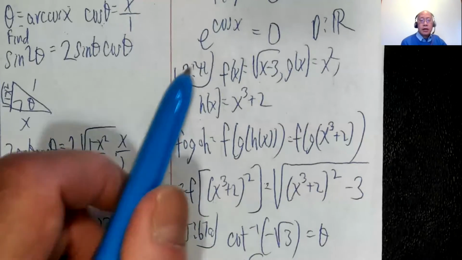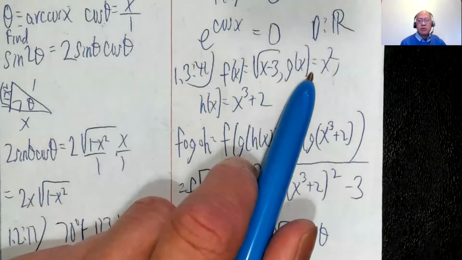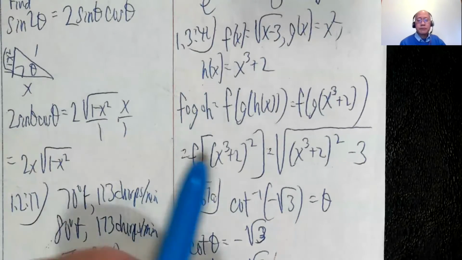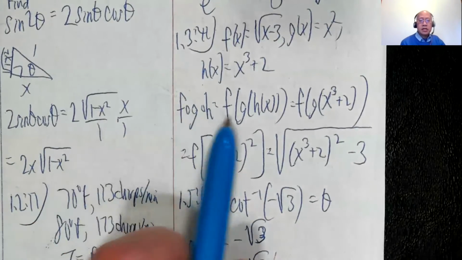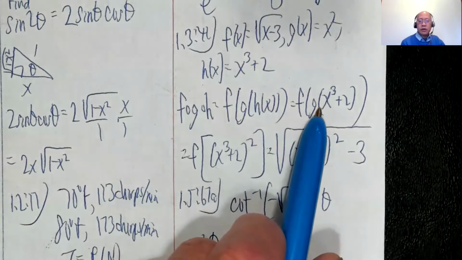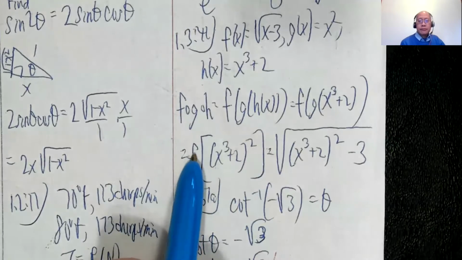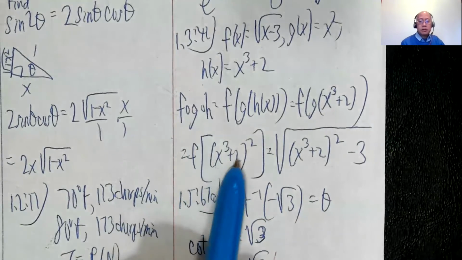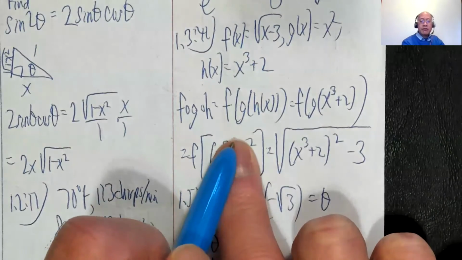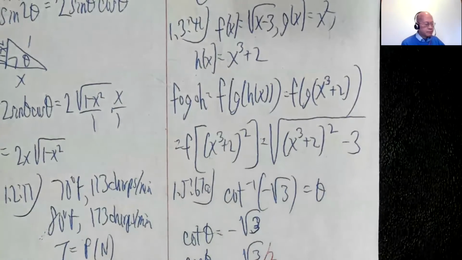1.3, 42, f of x is radical x minus 3, g of x is x squared, h of x is x cubed plus 2, or maybe that's 41, sorry. Anyway, f circle g circle h, f of g of h of x. h of x is x cubed plus 2, and that goes in for g, which means I square it, so g is x cubed plus 2 squared, and then this thing goes in for f, which is radical, this thing, minus 3, so the square root of (x cubed plus 2) squared minus 3.